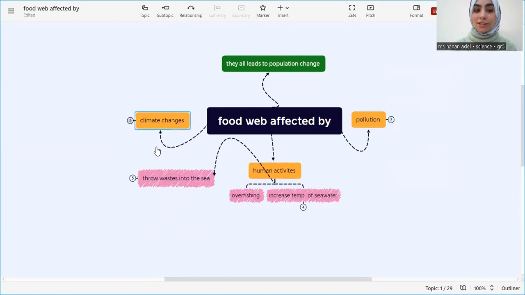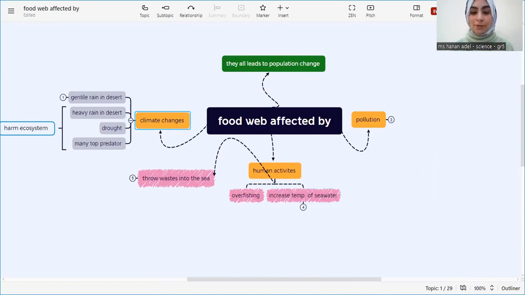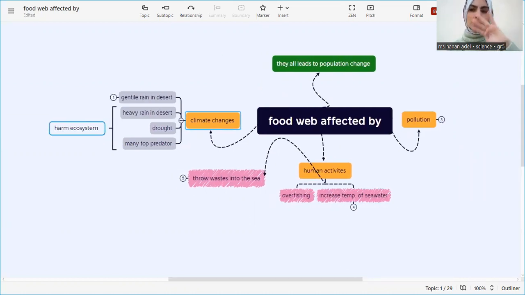And we have climate change, any changes that happen to the weather, and we studied here 4 things. One of them only will improve the ecosystem, and we have 3 examples here that affect the ecosystem badly. They destroy the ecosystem. The one that improves it is a gentle rain in a desert, because in deserts we have rare rain. We don't have a good rain, so we have fewer plants and fewer animals. If we have a gentle rain, we will have more plants and more animals. So this is good.